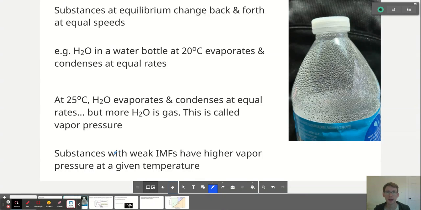So, for example, gasoline is something that is very volatile. You can smell gasoline. It's a liquid at room temperature, true, but you can smell it because there's a lot of vapor pressure above it. Gasoline has very weak intermolecular forces as a nonpolar molecule. And on the other hand, water has very strong intermolecular forces, so it has a very low vapor pressure.